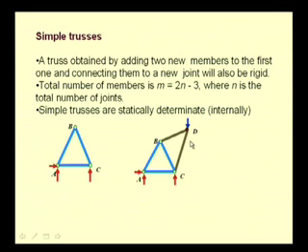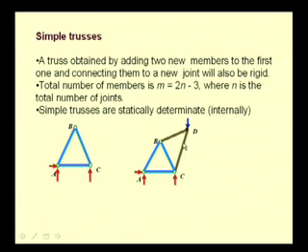These trusses have one property, that the number of members, if we designate it as m, is equal to 2n minus 3, where n is the number of joints. So, let us see for this example, we have 3 plus 2, that is 5 members and 4 joints. So, 2n minus 3 is 8 minus 3, which is 5. So, this equation is valid, and such kind of trusses are statically determinate.